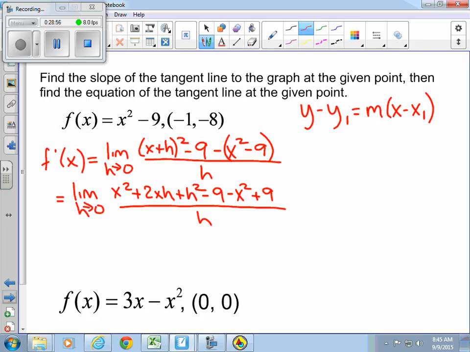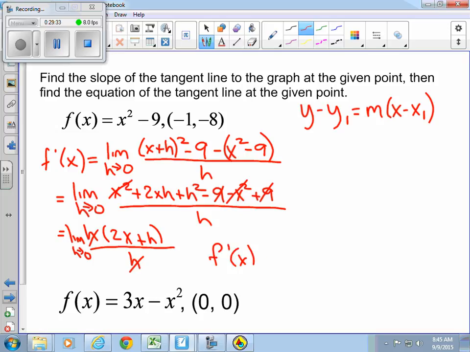The x-squareds cancel. The 9s cancel. Are y'all getting good at these? Because I want the slope. And so I know the derivative is the slope. And I can plug in 0 for h, and so what do I get? 2x. So the derivative is 2x.